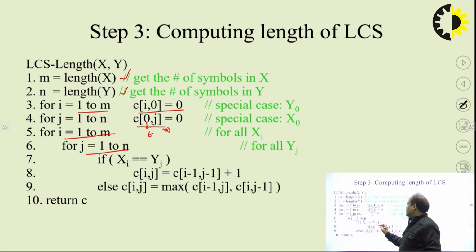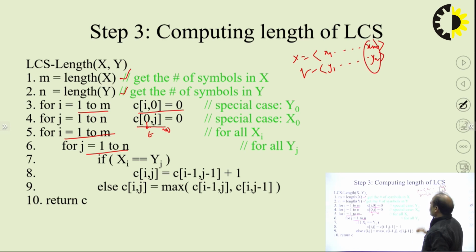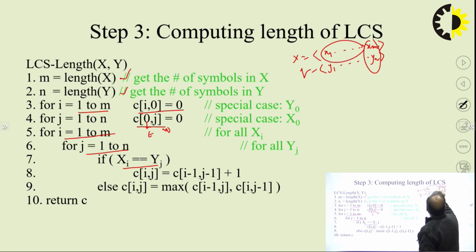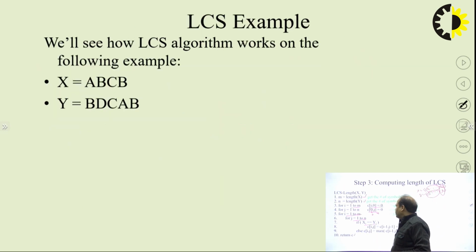If both are matching, that means the sequences x1 up to xm and y1 up to yn, in the situation when both are equal, we are interested in the LCS of the prefixes, because we got a match, so this is plus 1. Otherwise, if they are not equal, it is either the LCS of this one or the LCS of that one. After this computation, we return this value.